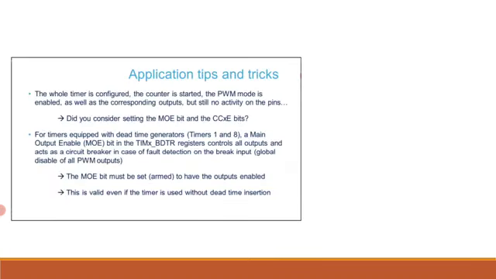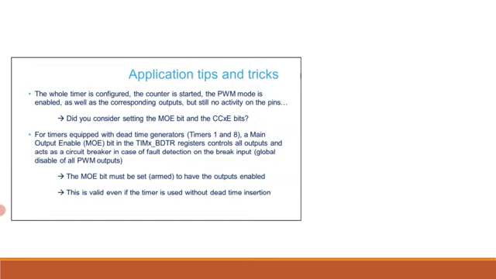This slide explains a common support case where the whole timer is configured, the counter is started, the PWM mode is enabled as well as the corresponding outputs, but still there is no activity on the pins. Usually this is because the MOE bit or the CCxE bit was not set. The CCxE bit in the TIMx_CCER register defines the configuration of a CCx channel as input or output. The CC1E bit must be set to get a PWM signal on channel 1.